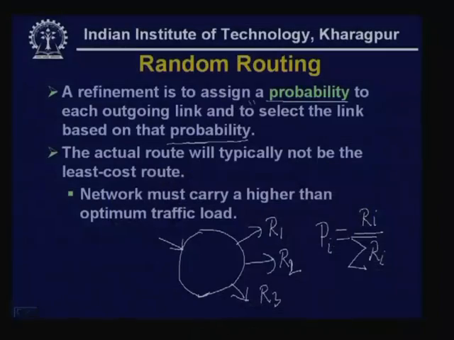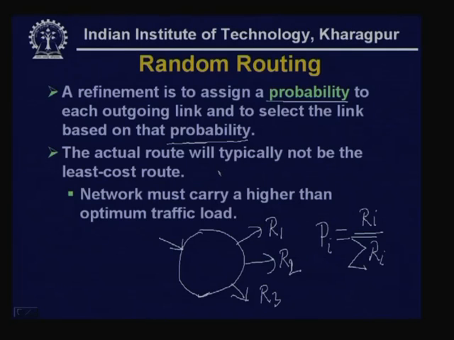That means here, the packet is forwarded in a particular direction, and for that the probability is calculated based on the bandwidth of that link. So, the higher the bandwidth, the more it is preferred for transmission. So, it can be done in this way also.